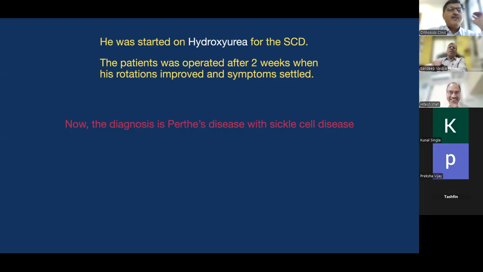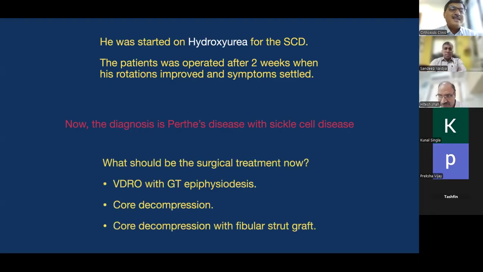We are watching this, and then we read all the papers, and my fellow said that only one paper mentions sickle and Perthes-like change with VDRO. Rest all papers show core decompression. And sometimes if there is significant collapse, you do fibula strut grafting also. So these are very interesting papers Kunal will share. Can you go ahead, Kunal?